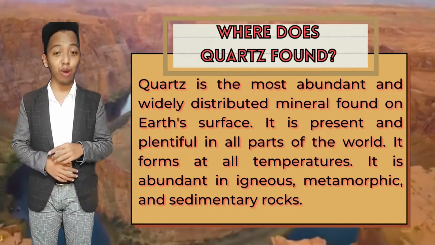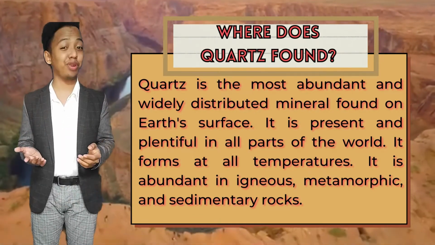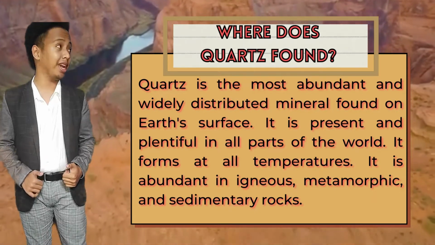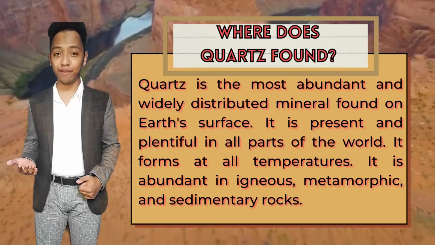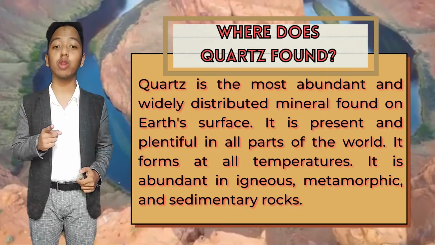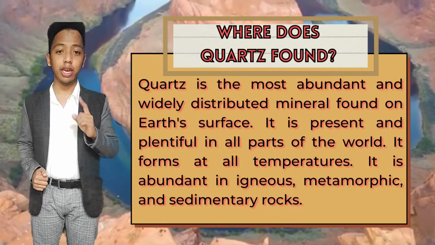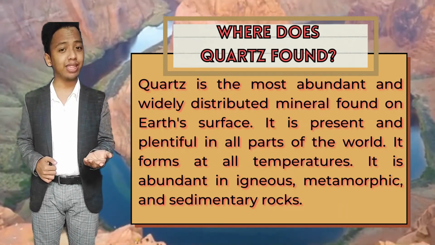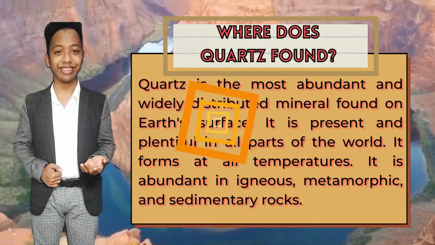Quartz is the most abundant and widely distributed mineral found at Earth's surface. It is present and plentiful in all parts of the world. It forms in all temperatures. It is abundant in igneous, metamorphic, and sedimentary rocks.